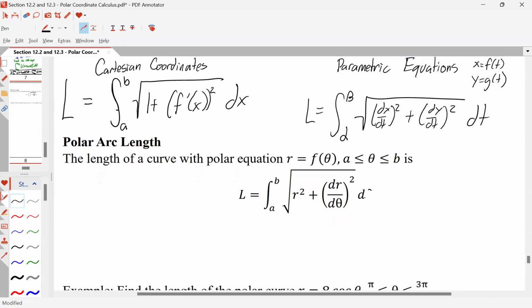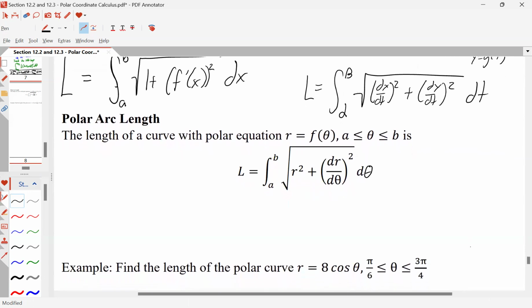And the last one is finding the arc length of the curve with polar equations r equals f of theta from a to b. This formula looks very similar to the others. It is the integral from a to b of the square root of r squared plus the derivative of r with respect to theta squared, d theta. So it's another formula very similar to the others that we can use to find the arc length.